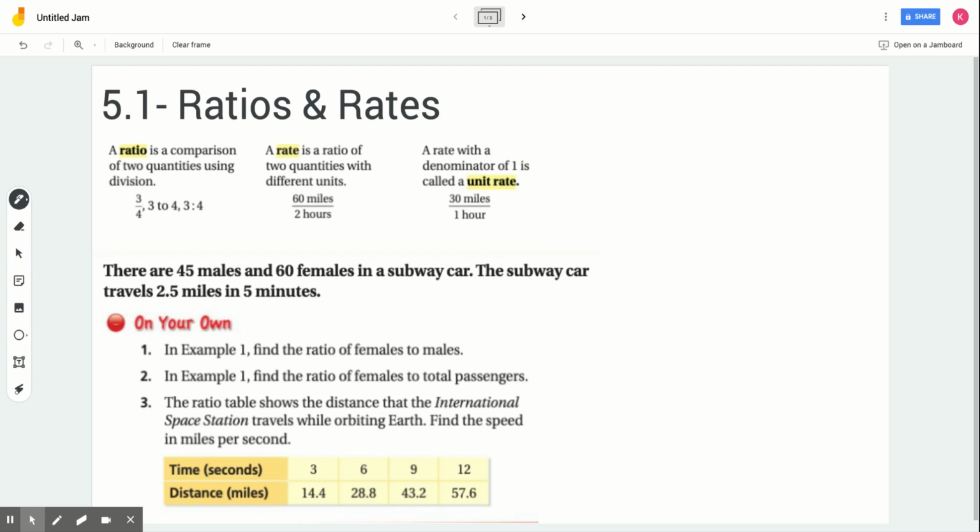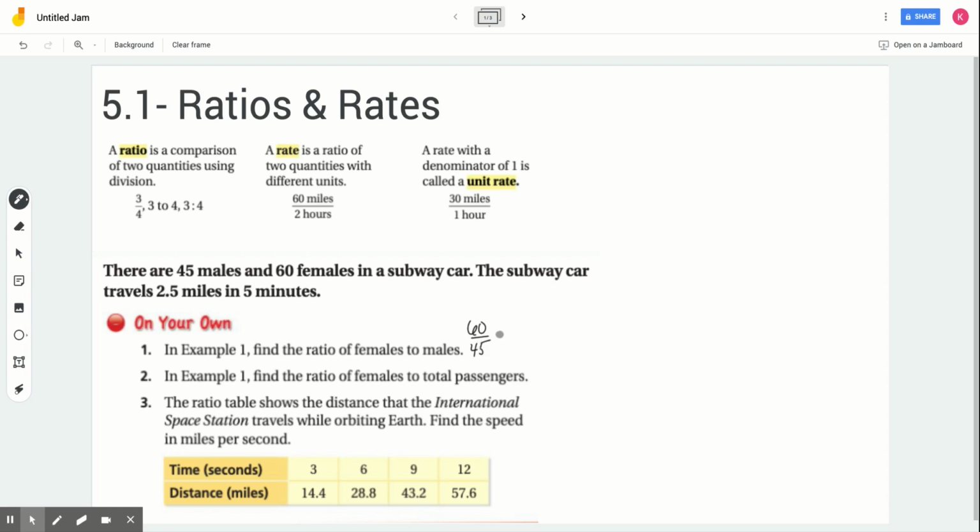Here we're going to look at the first few examples. There are 45 males and 60 females in a subway car. The subway car travels 2.5 miles in 5 minutes. In example 1, find the ratio of females to males. If we look at number 1, we have 60 females to 45 males. So we have 60 to 45.